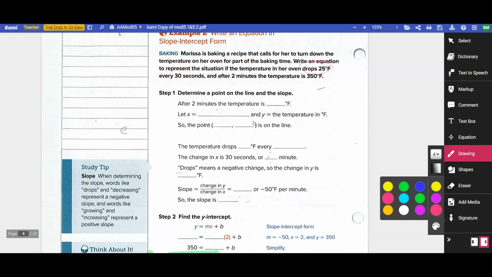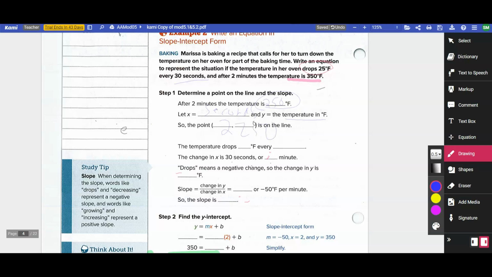Essentially, after 2 minutes, the temperature is 350 degrees. So X is going to be our what? Well, Y is our temperature in degrees Fahrenheit. That's got to be our time or our seconds. And the point, X is going to be what again? 2, yeah? And Y is going to be 250. That's on the line, okay?